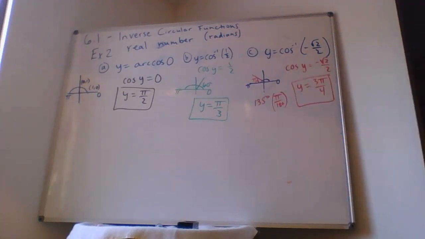Notice in all of these answers, for example 1 and example 2, we are only getting one value. When it's inverse cosine, those values will be in between 0 and pi. When it's inverse sine, it will be in between negative pi over 2 to pi over 2.